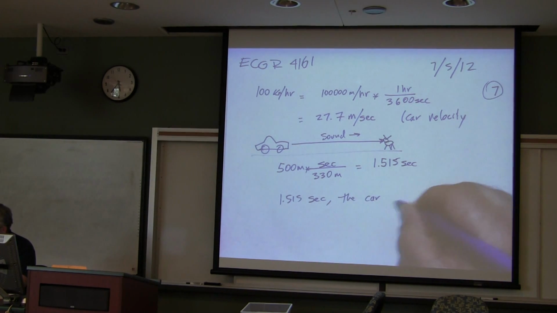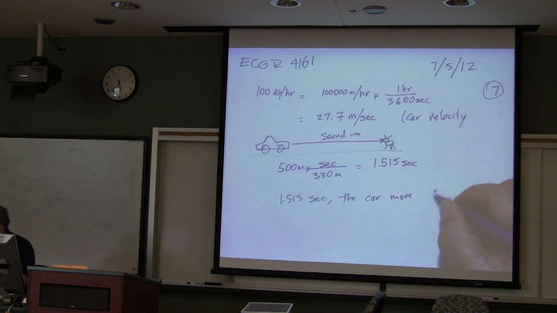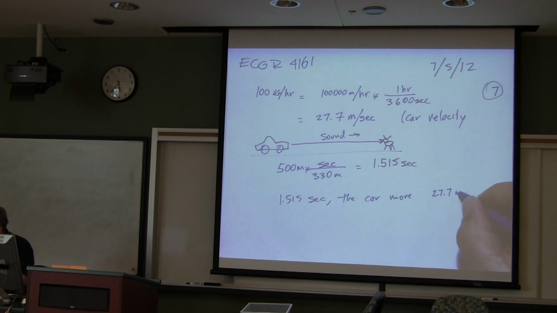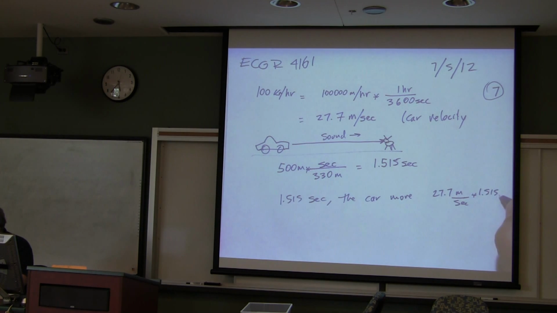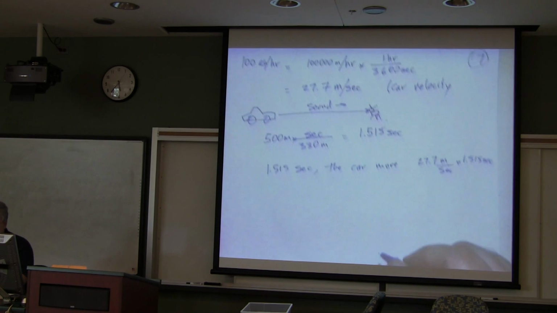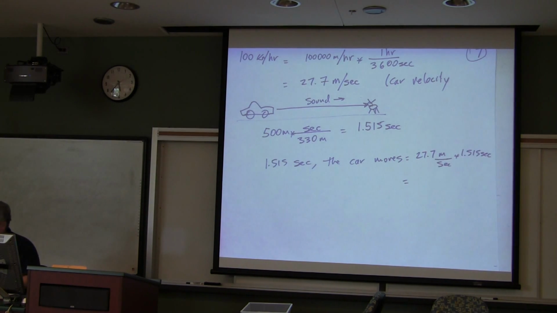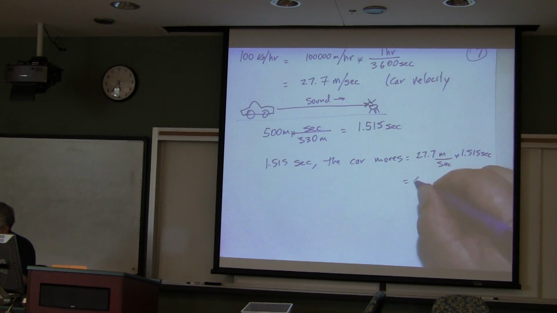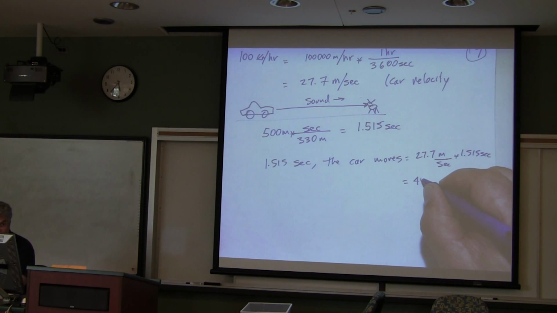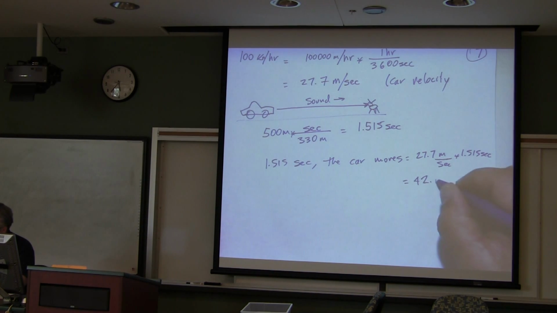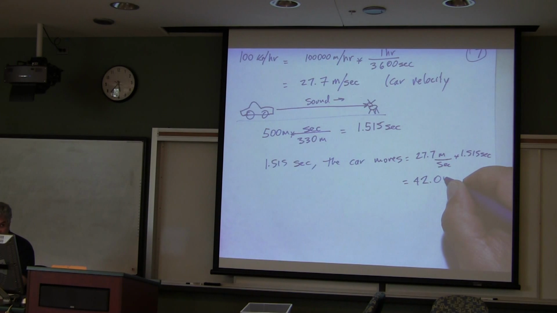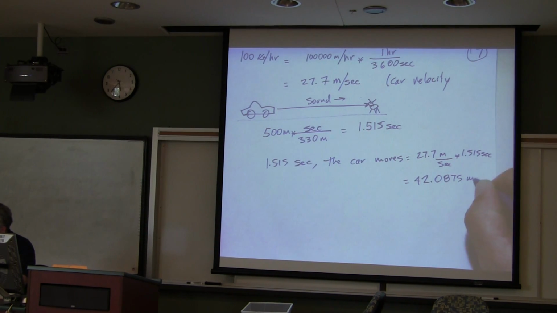the car moves 27.7 meters per second multiplied by 1.515 seconds. So the car moves 42.0875 meters.